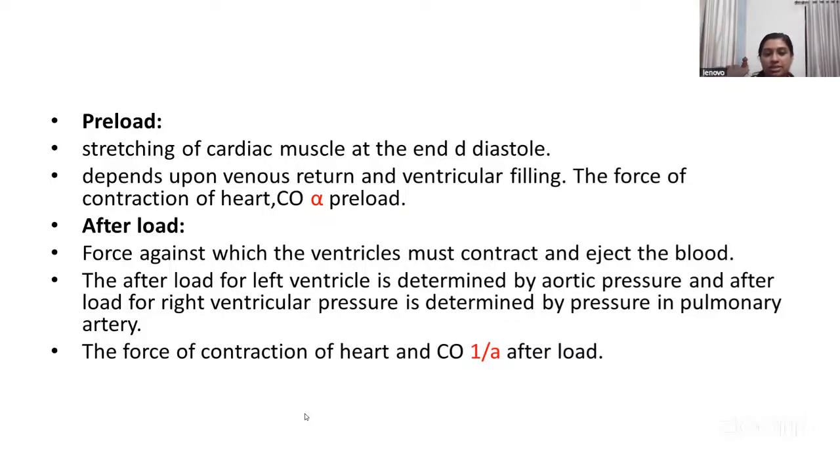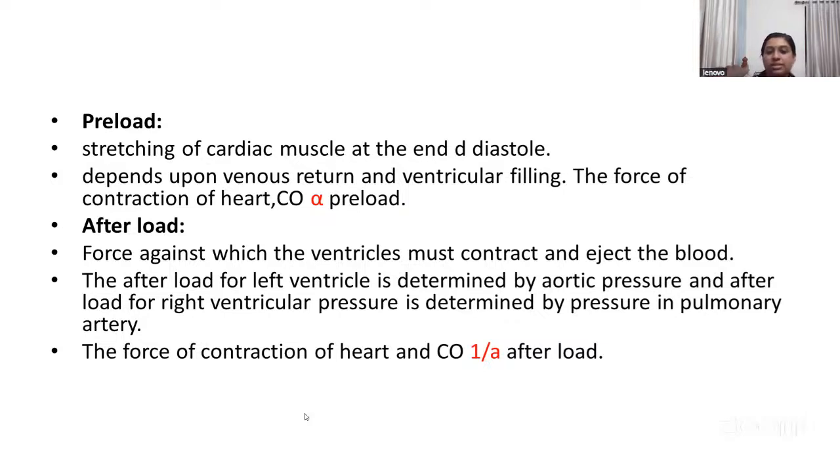Then next is afterload. Afterload is the force against which the ventricles must contract to eject the blood. So in order to eject the blood, the amount of force that is to be exerted by the ventricle is what we call afterload. The afterload for the left ventricle is determined by the aortic pressure; the ventricle has to push the blood into the aorta as well as into the pulmonary vessels. When the pressure inside those particular vessels is more, the ventricle has to exert more pressure in order to pump the blood towards them.